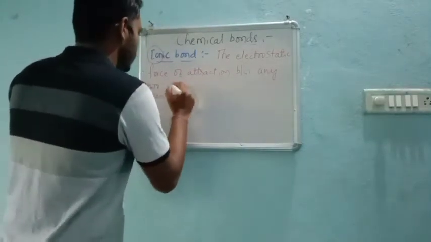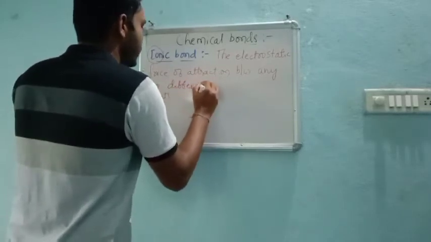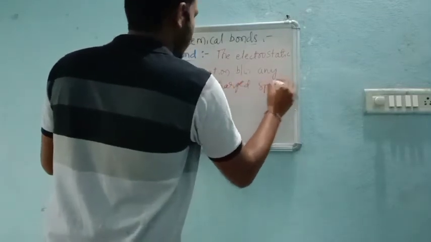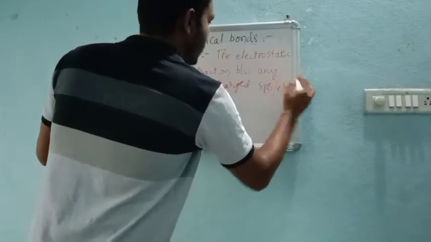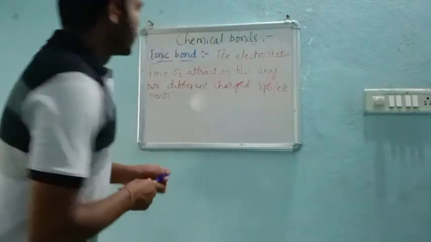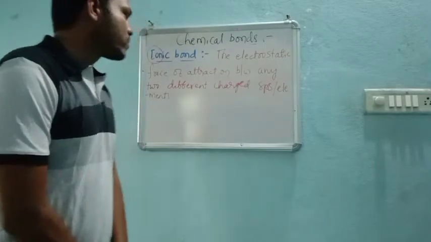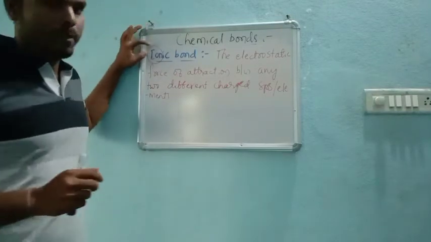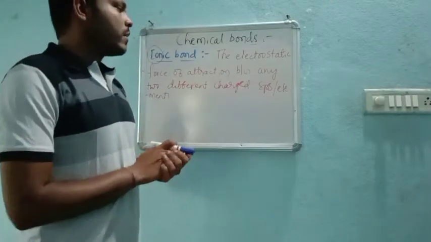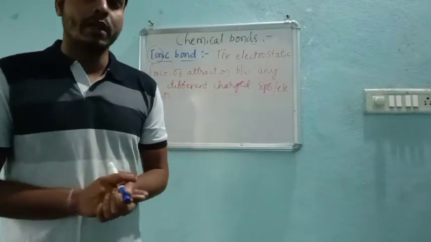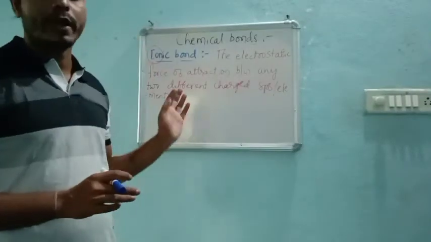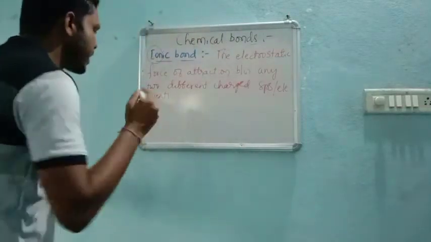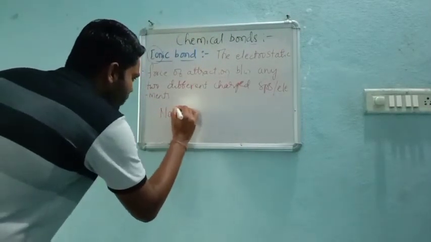So two different charged species or elements, right? So the electrostatic force of attraction between any two different charged species is called an ionic bond. So ionic bond is a very strong bond if we compare this bond with the covalent bond. Why? Because in this case the two oppositely charged species are present, like this, Na plus, Cl minus.